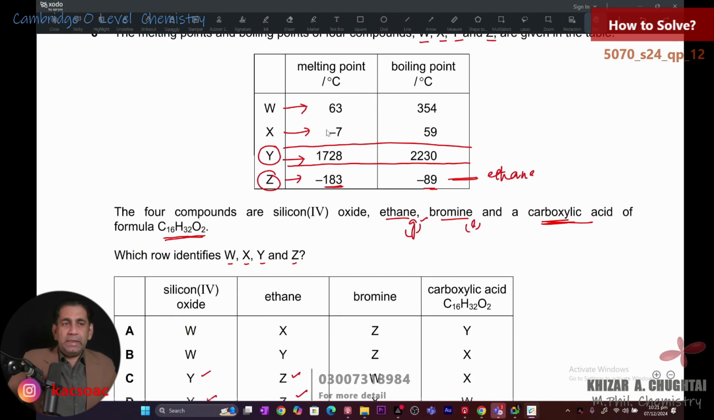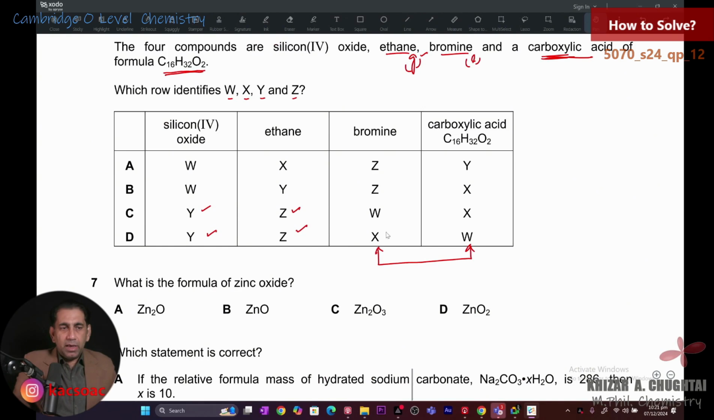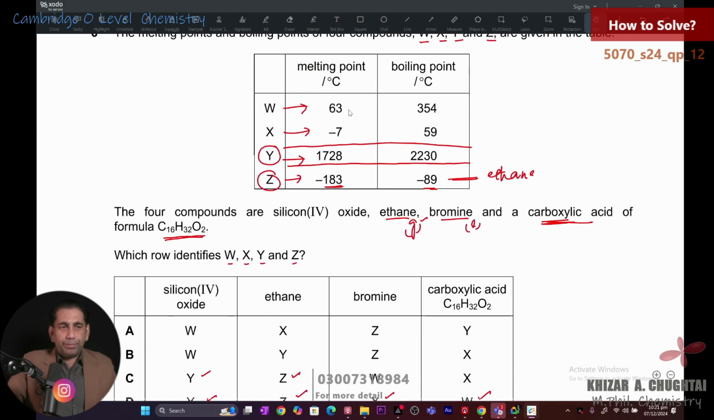This indicates that this substance should be liquid at room temperature, and bromine is definitely a liquid at room temperature, and it has some fumes as well. So X should be bromine because of its low melting point. And here there are 16 carbon atoms, so it cannot have a melting point in minus integers. So bromine should be X, and obviously there is only one remaining option, that is W, and W has the higher melting point and boiling point, so it will be the carboxylic acid.